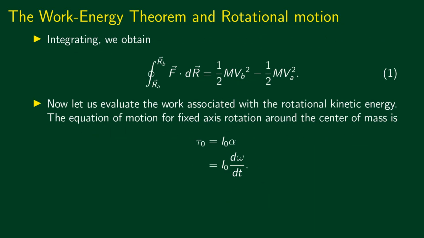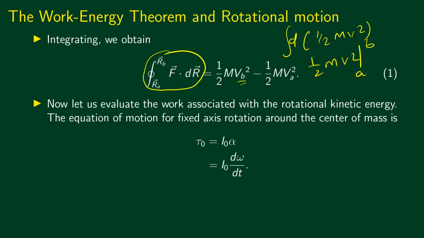Now integrating, the right hand side is d of half mv squared. When you integrate this, you get half mv squared, and then you apply the limits A to B. That gives half mvB squared minus half mvA squared. The left hand side is the total work done along this path, from the point with position vector rA to rB.